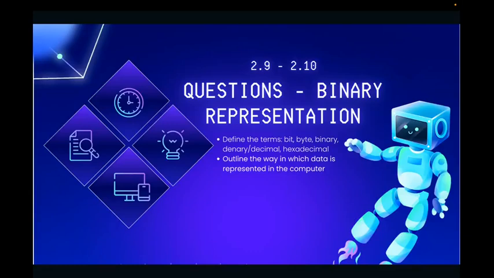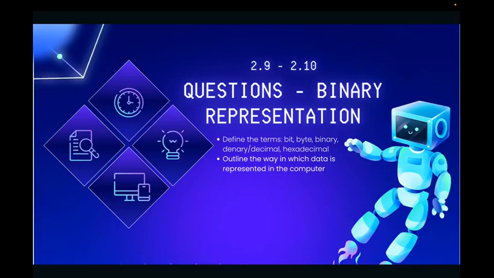A bit is the smallest unit of data in computing, which is represented by a 0 or a 1. A byte is a group of 8 bits. Computers use the digits 0 and 1 to store data because binary only has two symbols. Binary can also sometimes be called base 2. Denary is a numbering system with 10 symbols, also referred to as base 10. And hexadecimal is a numbering system with 16 symbols, which goes from 0 to 9, and then A to F.